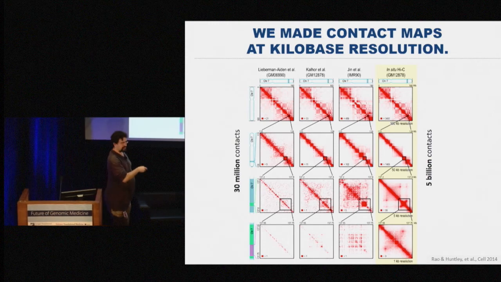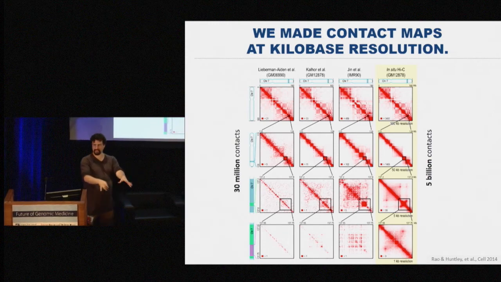Well, the nice thing is, of course, that once we finally reach the scale of individual genes, the loops become very, very, very obvious. Anyone can see them.